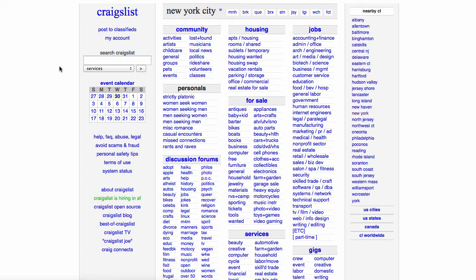Okay, right now I'm on Craigslist, which is simply craigslist.org. This is the New York City Craigslist because that's where I am right now. So I'm going to walk you through how to post and how to write a good advertisement to generate leads.